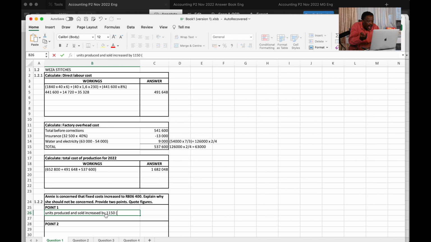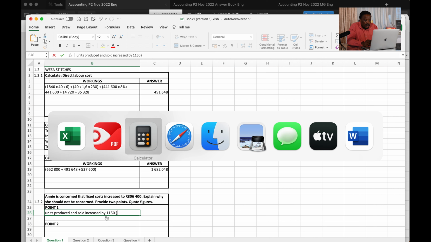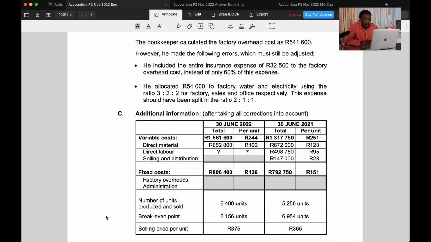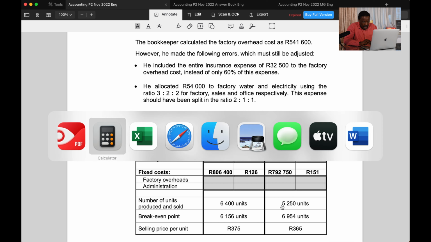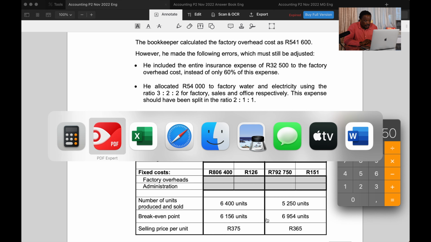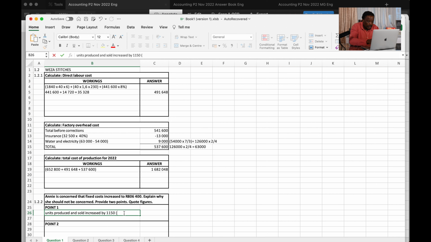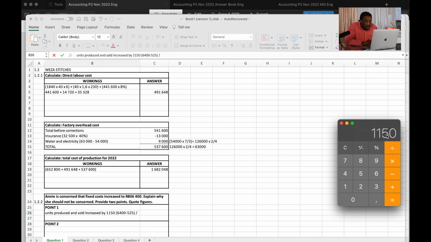Maybe show the examiner how you did it, you can if you like. If you don't like, don't do it. To say 6,400 minus 5,250, which it happened by 6,400 minus 5,250. And that's what you got. And also you can show the percentage. And then you divide that by 5,250. And then you show the examiner that, okay, it's 21.9%.